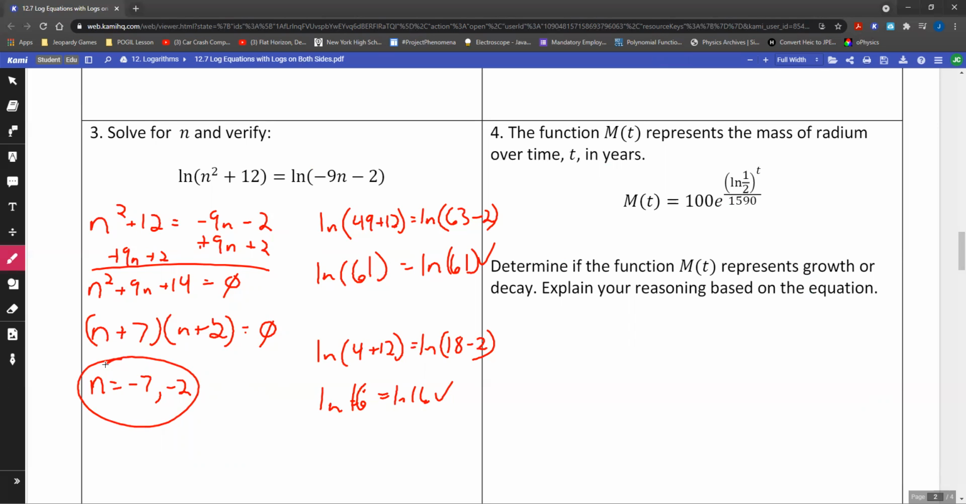When you type in 100 times e to the ln of 0.5 to the x divided by 1590. When you graph this, you're going to have to make sure that you go into Zoom Fit.